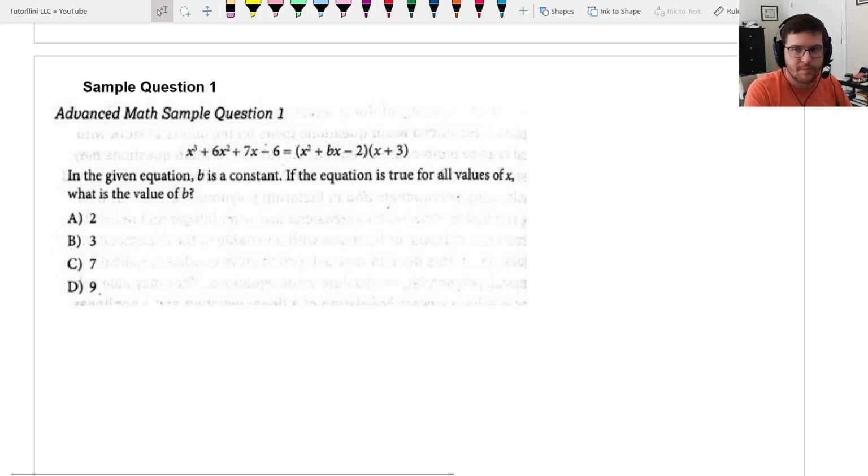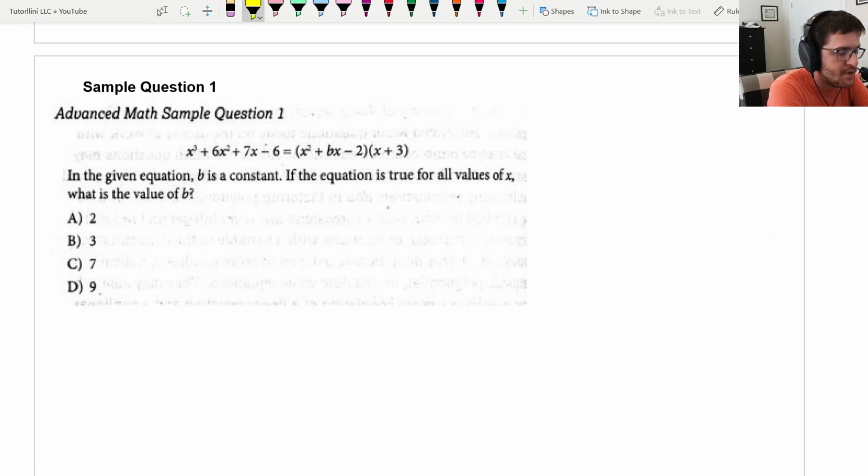Alrighty, so sample question 1, this is a classic. What we're going to do is distribute this right-hand side so that it matches the left-hand side, and we need to distribute a trinomial. You can do this one and then multiply it by the 2 in the binomial. A couple ways you could think about it. So x squared times x, that's x cubed. x squared times 3, that's 3x squared.